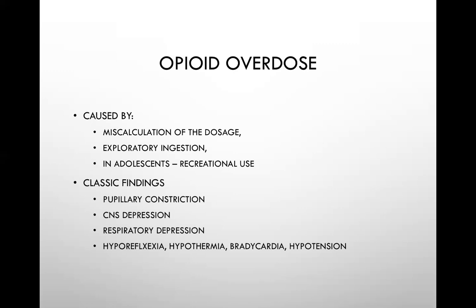The classic findings on examination in cases of opioid overdose are pupillary constriction, meiosis, where the pupils are constricted, central nervous system depression, and respiratory depression. Other symptoms that can occur are hyporeflexia, hypothermia, bradycardia, and hypotension.